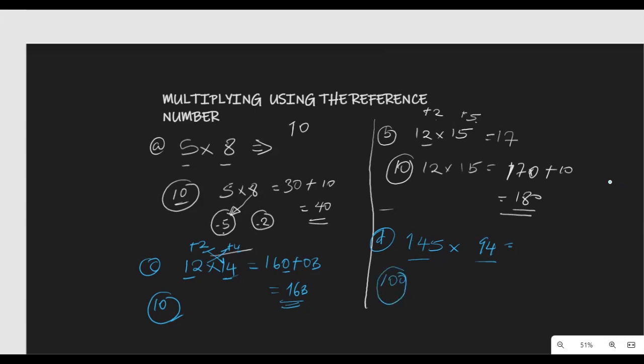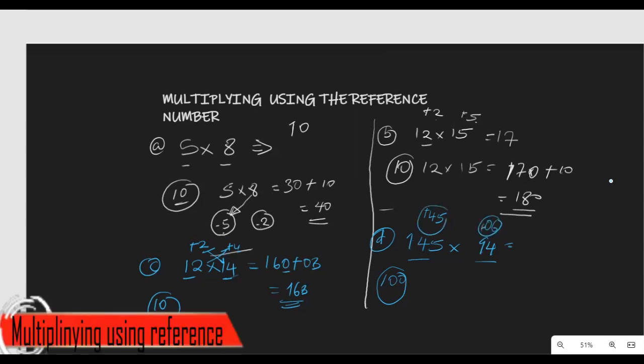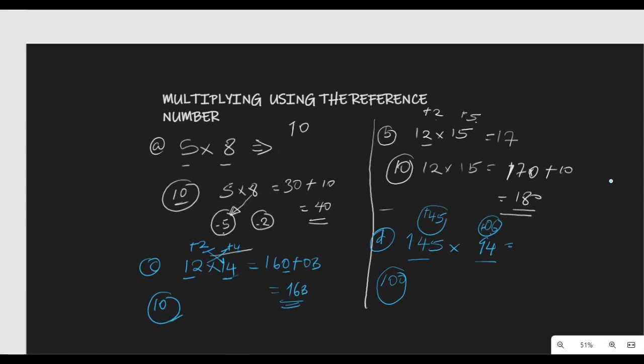What is 145 minus 100? I have positive 45. And then what is 100 minus 94? I have 6. And this is negative because it's below. Now what I'm going to do here is look at 145 minus 6, or 45 plus 94. Because this is a plus and this is a negative.